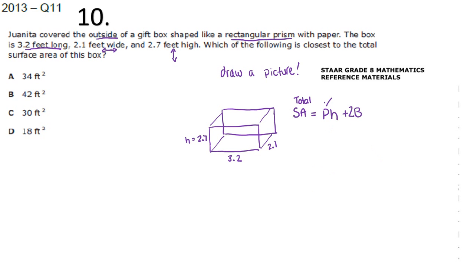Let's start with what we know, which is the perimeter. And our perimeter is the top or bottom, and it's a rectangle. And in our perimeter of our rectangle, we have 3.2 and 2.1. So if you add up all of those, or multiply them times 2, you should have 10.6. And our height that we're talking about in the problem is the one with the little h, is 2.7.